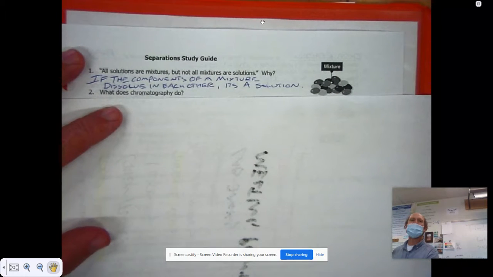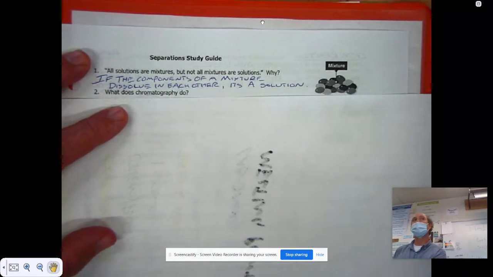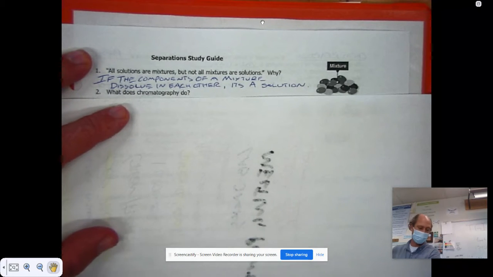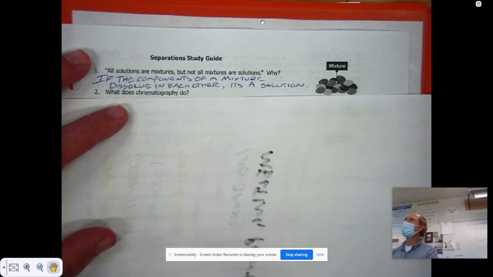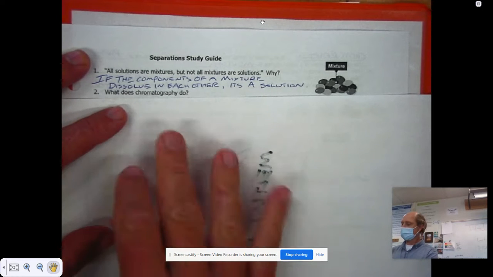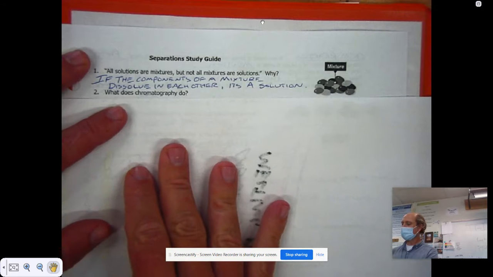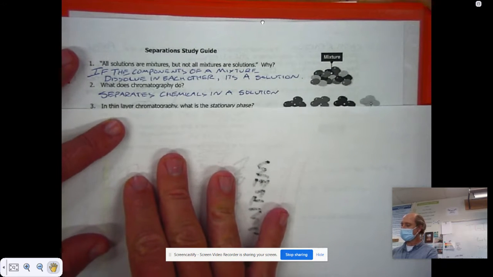Chromatography, the purpose of it is to separate components of a solution, because you don't need chromatography to separate M&Ms from paper clips. You can just use tweezers, but you need something more sophisticated to separate the components of a solution. So that's what chromatography does. So chromatography separates chemicals in a solution.